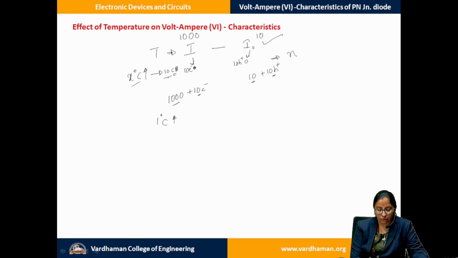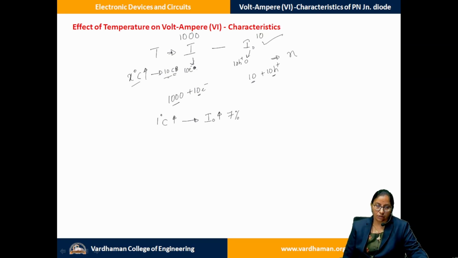in temperature of a semiconductor material or a PN junction diode, there will be a raise in the reverse saturation current by 7%. For every 1 degree centigrade raise in temperature, there is an increment of 7% in the reverse saturation current, and so on. If 1 milliampere of current is flowing and I raise 1 degree, it becomes 1.07 milliamperes, and so on.